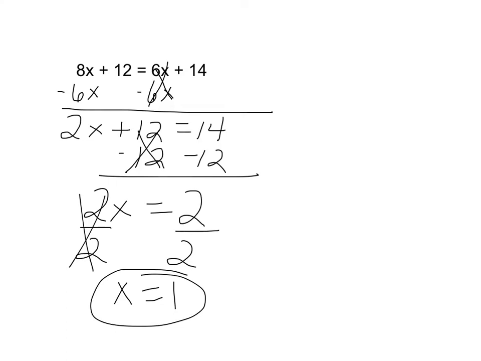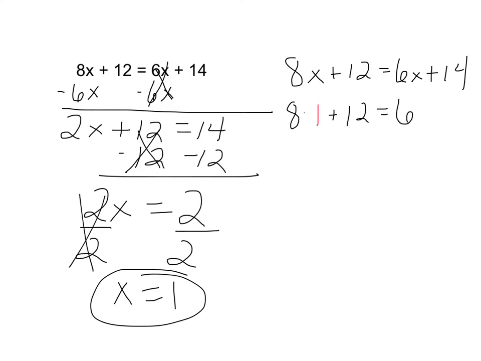Okay, let's check our work. 8x plus 12 equals 6x plus 14. Plug in your value. You told me it's 1. 8 times 1 plus 12 equals 6 times 1 plus 14.